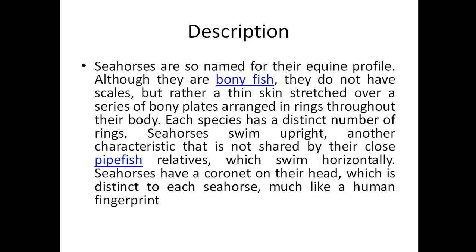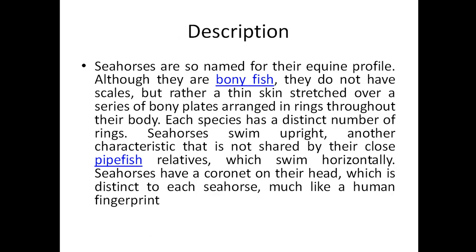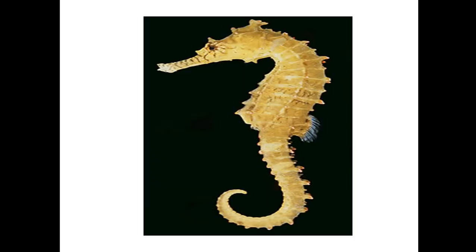Instead of that, the skin is stretched over a series of bony plates. On the surface, you can see a large number of bony plates instead of scales. These bony plates are nothing but modified scales, arranged in a ring throughout their body. See, one, two, three, like that in the entire ring-like structure.